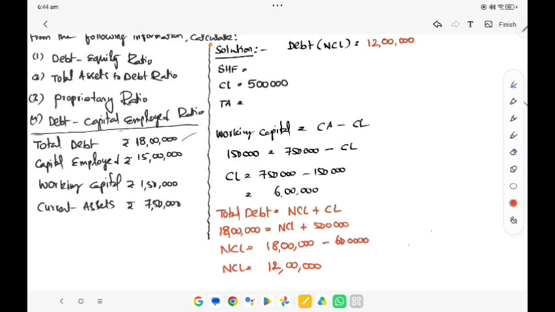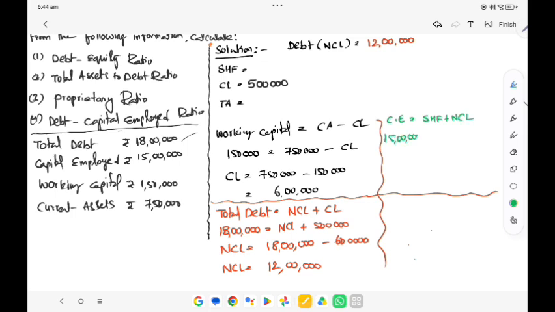Next, shareholder fund I want to calculate. Now we can substitute into the formula for capital employed. Capital employed is equal to shareholder funds plus non-current liability. Capital employed is given as 15 lakhs, which is equal to shareholder fund, they didn't give, plus non-current liability 12 lakhs. Therefore shareholder fund is equal to 3 lakhs.